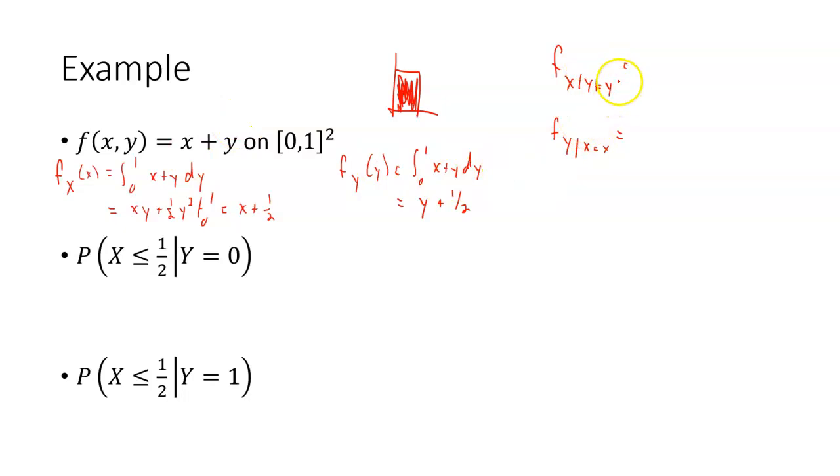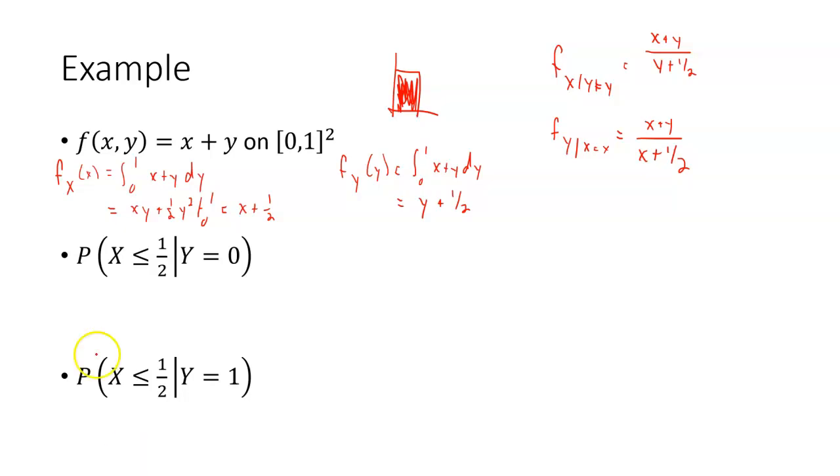But we could also look at the conditional distributions, where we end up with x plus y divided by, I know y, so y plus 1 half. And the other one, we get x plus y divided by x plus 1 half. And so our conditionals are not equal to our marginals. So definitely not. x and y are not independent.